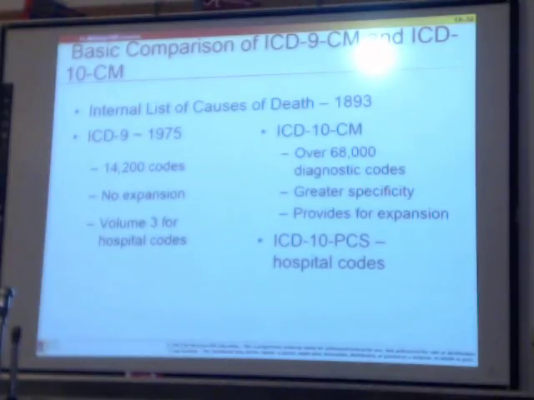ICD-9 came in the mid to late 70s, and it had 14,000 codes. There has been no expansion since that time. ICD-10 was developed in the 80s, and it has over 68,000 diagnosis codes. It's very specific, there's room for expansion, and it does expand every year. There's also ICD-10 PCS, which covers hospital codes. What I will tell you is no one ever knows all 68,000 codes. They just learn to use the book well.